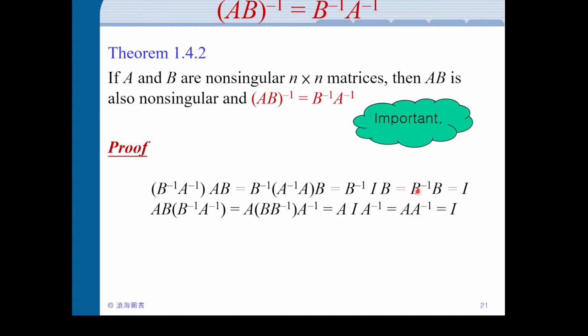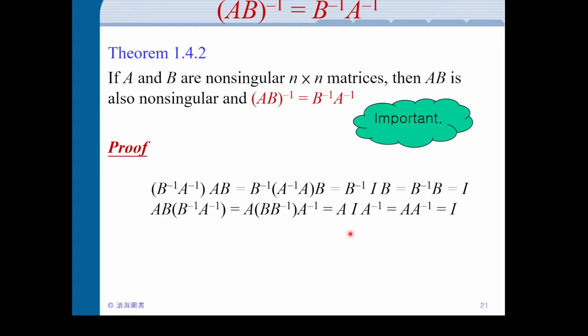And we get just b minus 1 on b, so this is back to the identity matrix. Then we can check that this is also the right inverse: ab multiplied on b minus 1, a minus 1. Then this b minus 1 becomes identity, then this a minus 1 becomes identity.